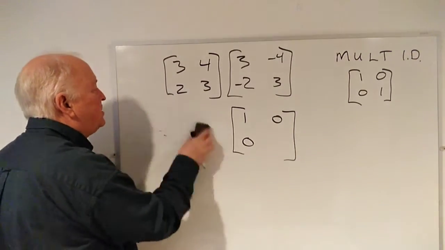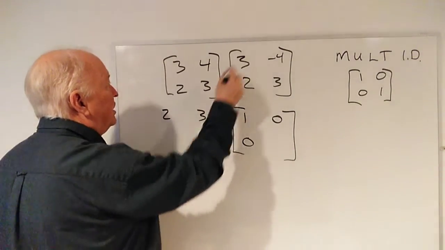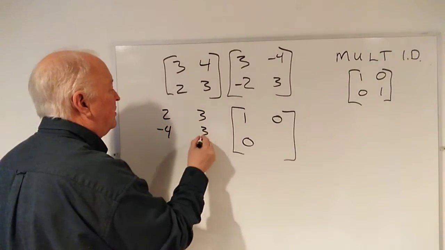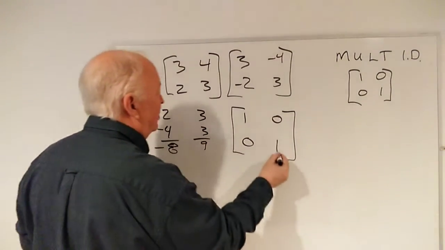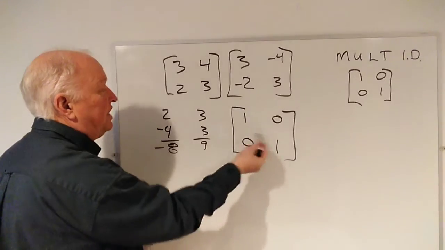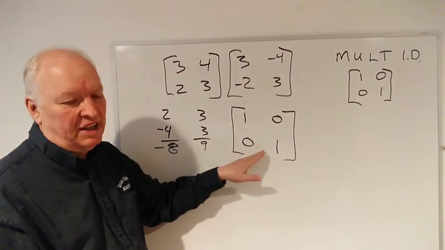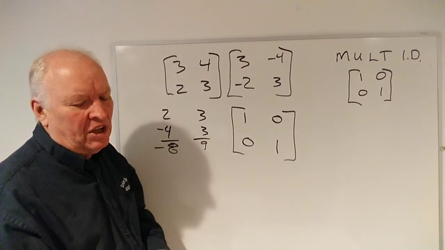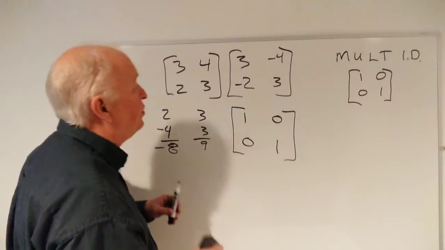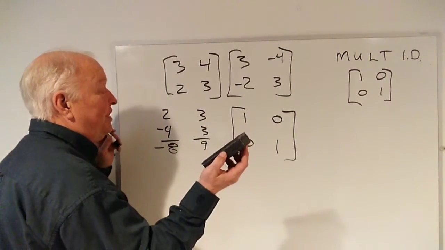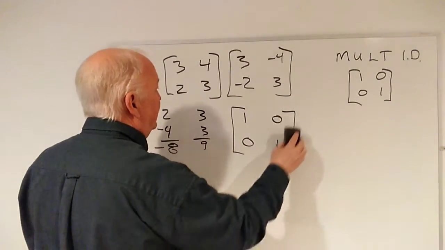And then last of all, we have row 2, column 2, 9 minus 8 is 1. So these multiplied give me the identity. Turn them around and multiply, you'll still get the identity. So the question is, how do we know whether things are inverses? Well, we multiply them together and see if we get the identity matrix.